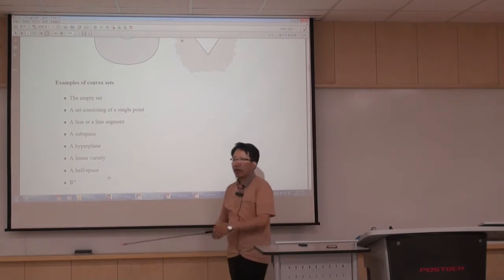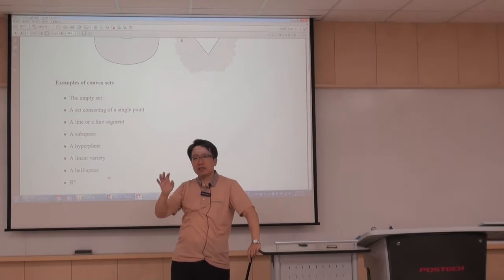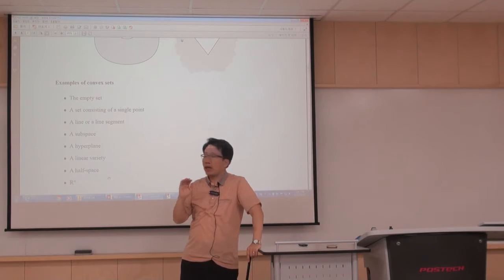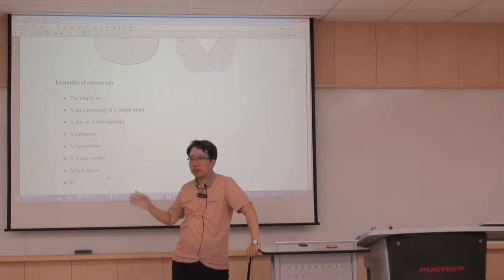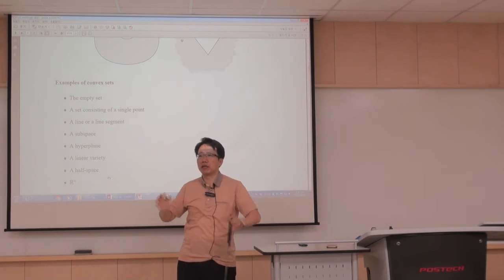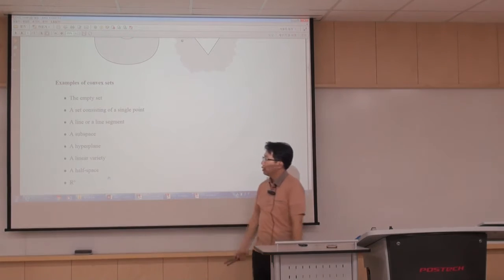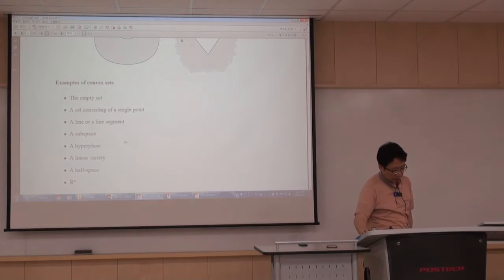A half space is similar to a half plane. So A transpose x equals b is a hyperplane. A half space means that A transpose x is greater than or equal to b type thing, or greater than b. In that case, half of the entire Euclidean space is the set. Of course, the entire Euclidean n-dimensional space is convex.